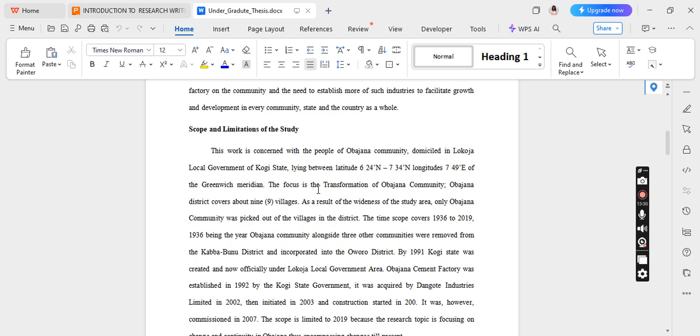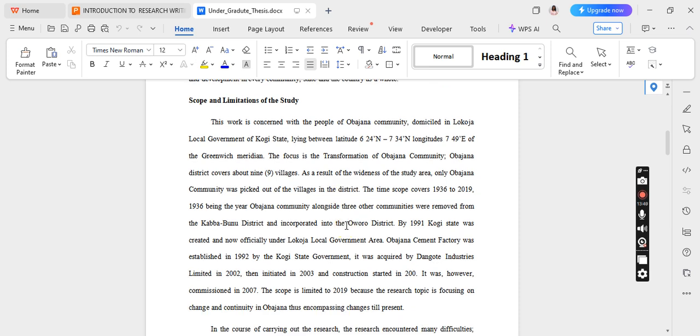That is very crucial. In any research work, if you state a year, and the beginning is a year, and the ending is also a year, and you do not put the reason why it is important, you've not started your research writing, you're wasting your time. Oh, this work now, I started it from what? The period of 1936. Why did it start in 1936? Being the year Aboriginal community alongside three other communities were removed from the Kabba Bunu district and incorporated into the Oworo district.